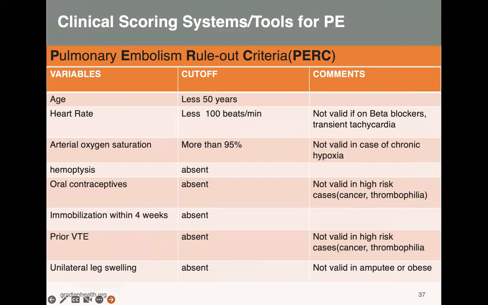The patient does not have tachycardia, so this is negative for PERC. It can still be positive just because they're on the beta blocker. So it's important to remember all these comments, to consider them whenever you want to use the PERC to rule out PE. Next slide, please.